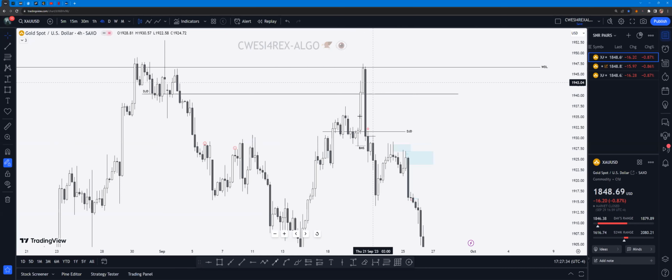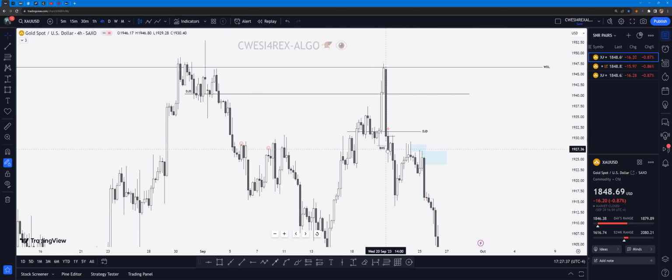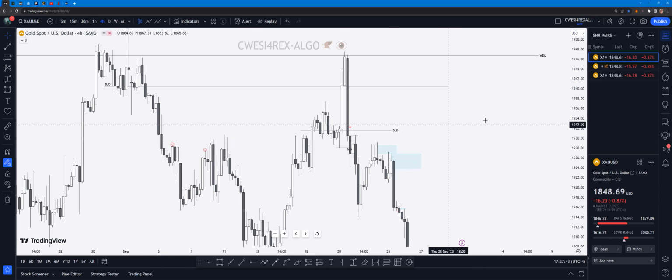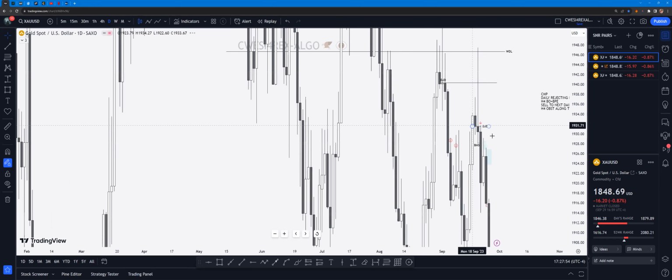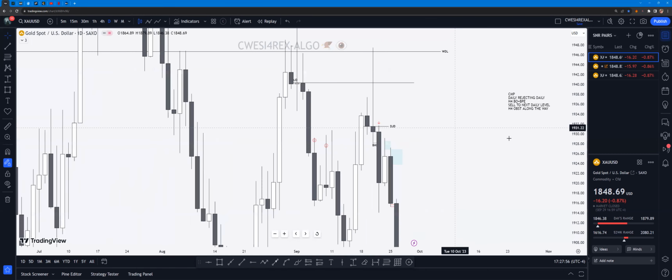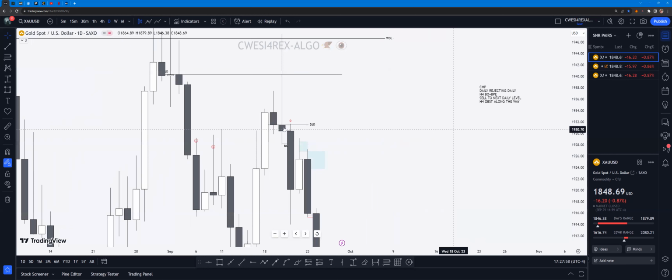Then on H4, we have a bearish breakout. So what do you think? Daily has now turned from bullish to bearish. Let's go back to the daily. You can see it over here. Daily rejecting daily.